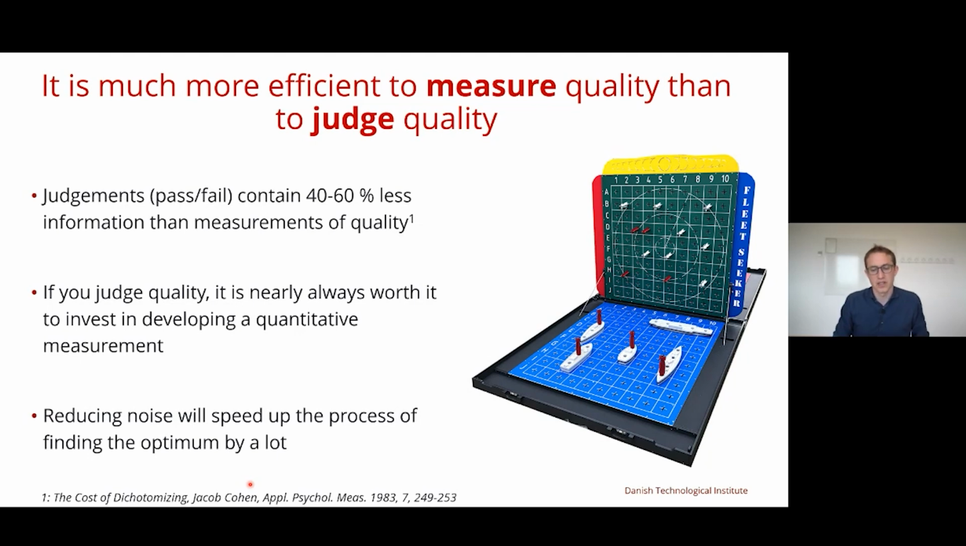And then you can dive into the math details of how much more information you get from measurements of quality on a quantitative scale versus just judging whether it passed or failed a quality check. But on the whole, it's so much more efficient that if you judge quality today as pass or fail, it's nearly always worth it to invest in developing a quantitative number-based measurement. And reducing the noise will really speed up the process of finding the optimum.